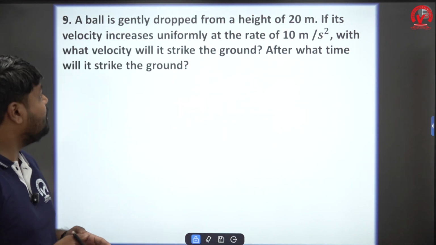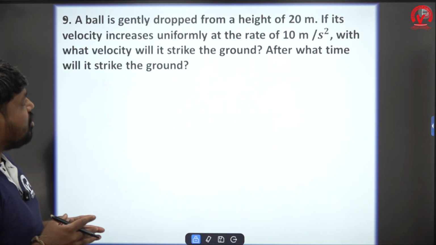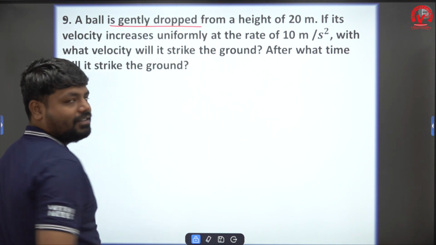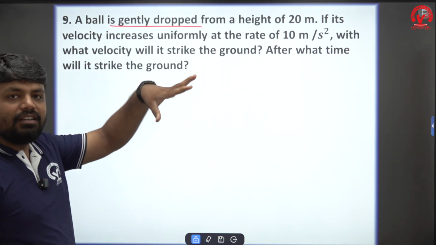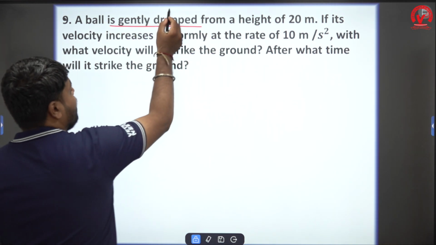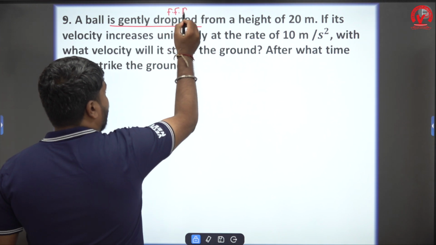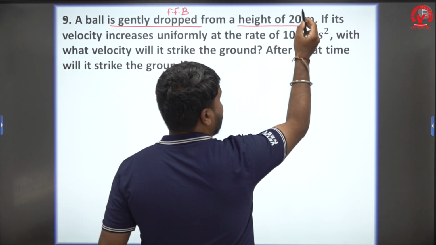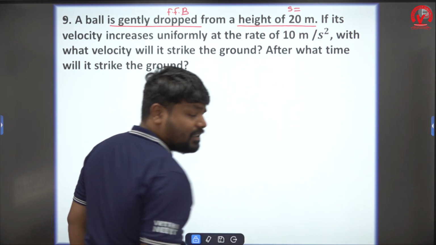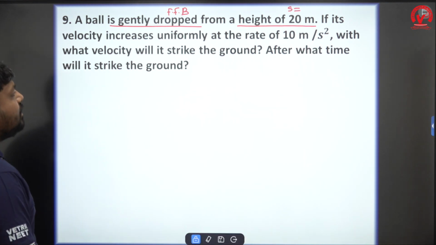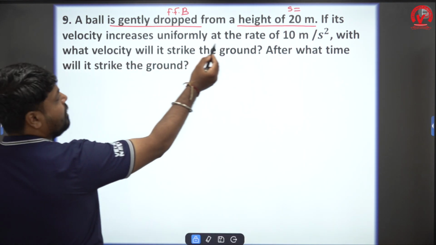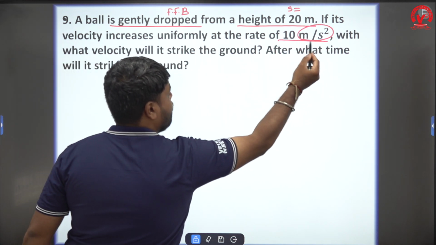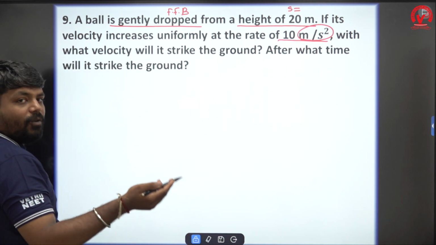See the 9th question. A ball is gently dropped from a height of 20 meter. Dropped means just releasing. So what type of question is it? A freely falling body. Height means the displacement. If its velocity increases uniformly at the rate of 10, so acceleration is 10 meter per second square. Meter per second square is the unit of what?